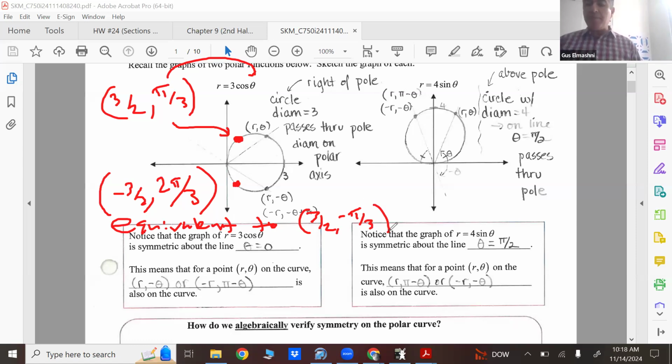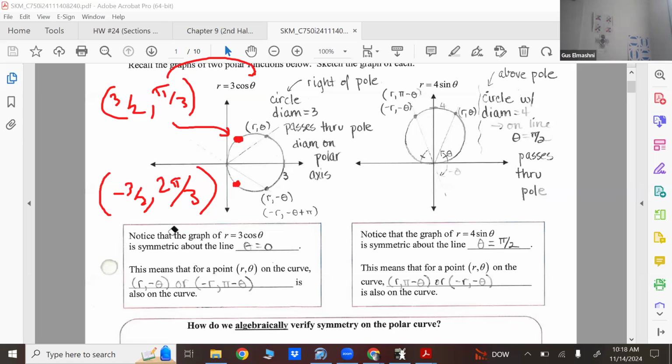The same thing is going to happen with symmetry about pi over 2. Pi over 2 is a vertical axis, clearly, right? So the same thing's going to happen. Like if I replace theta with negative theta, of course I get negative r. You know, I did talk about that. But if you replace theta with pi minus theta, so for example, what if I have pi over 6 here, right? What's pi minus pi over 6?